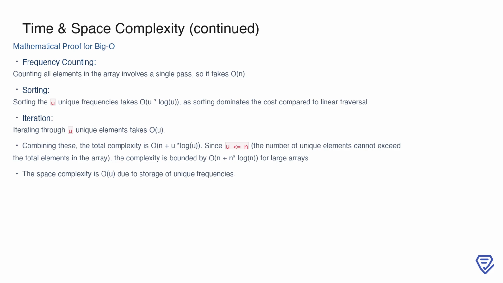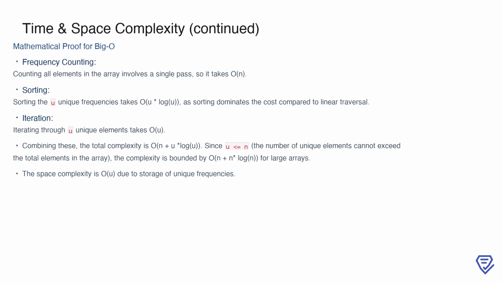Finally, let's solidify our understanding with a mathematical proof for the big O complexity. Counting frequencies involves a single pass through the array, which takes n. Sorting the u unique frequencies takes u*log u, as sorting dominates the cost compared to a linear traversal. Iterating through the u unique elements adds u. When we combine these terms, the total complexity becomes n plus u*log u. Since u is always less than or equal to n, the complexity simplifies to n plus n*log n for large arrays. On the space side, storing the frequencies of u unique integers requires u space, which is the final space complexity of the solution.